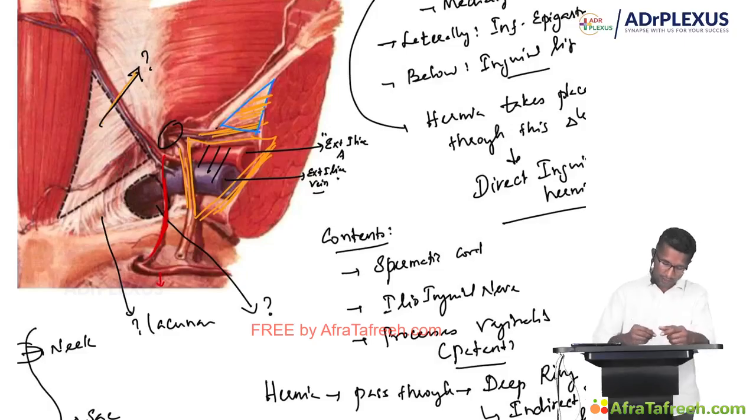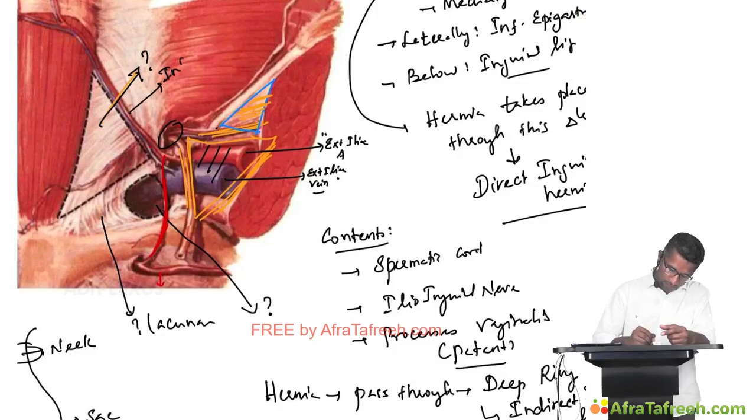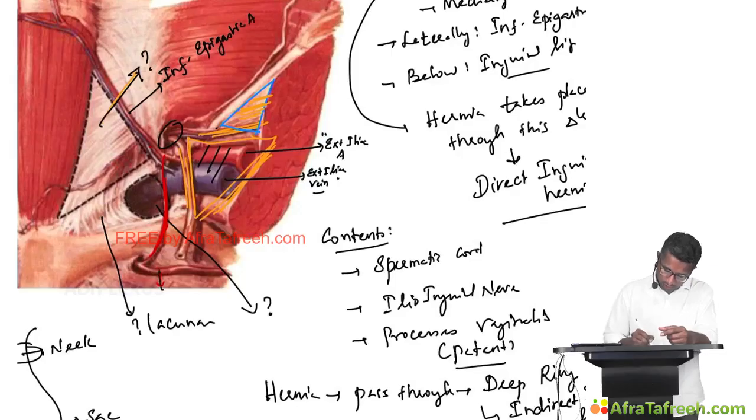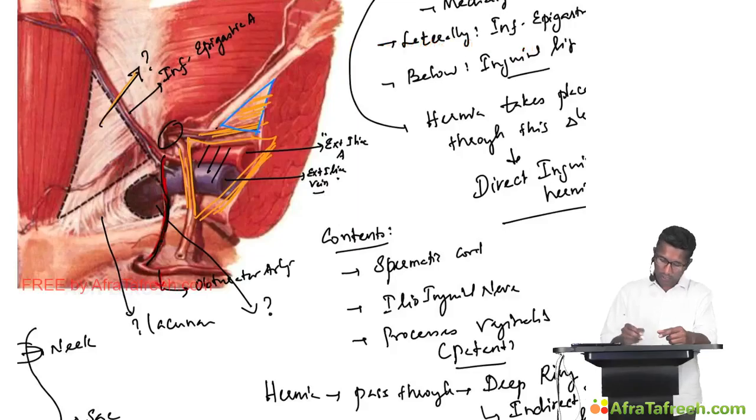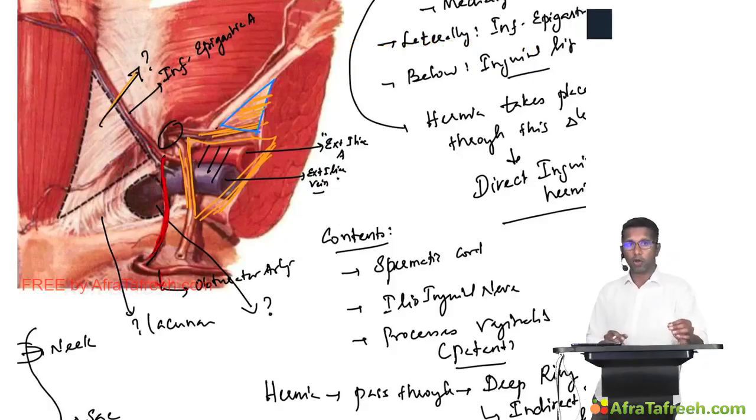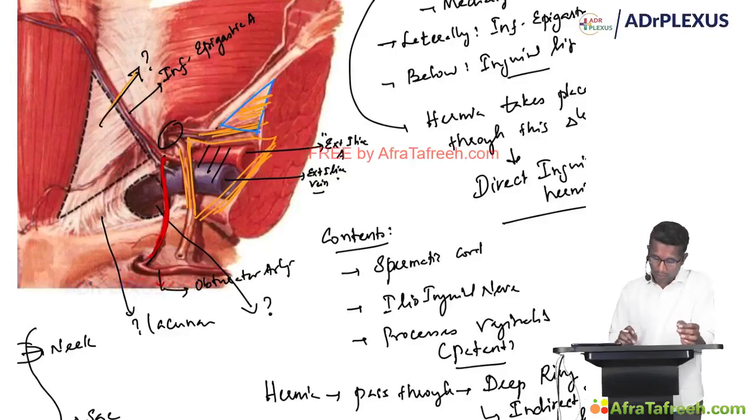Now what is this artery? Can anybody tell me? This artery is called the inferior epigastric artery. And what is this artery? This is the obturator artery. Now they are giving branches, and these branches are anastomosing with one another. What is this anastomosis? This anastomosis forming here is called the corona mortis.